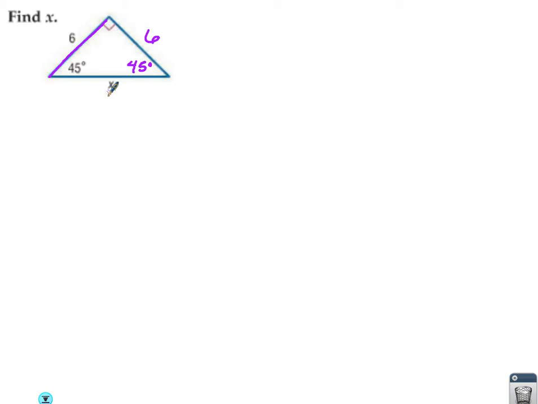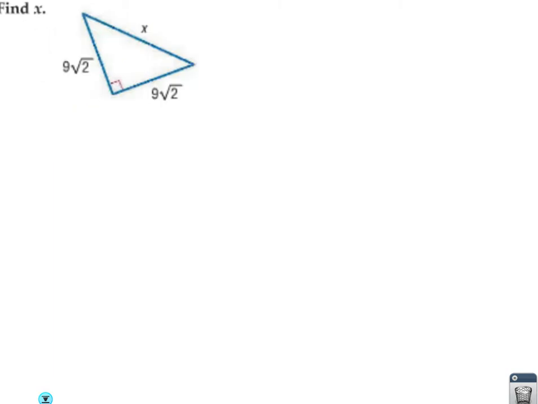And Matt, if these are 6, then what's x? 6 times what? Root what? Root 2. That's all you have to do, guys. If you have the legs, take that leg, multiply by the square root of 2, and you have the hypotenuse. That's all you have to do. Now you just need to remember that shortcut, how to get from leg to hypotenuse.